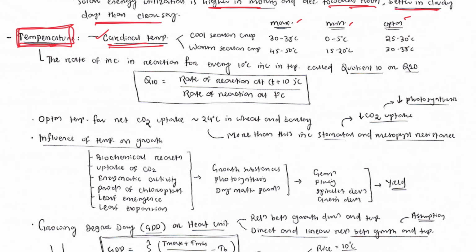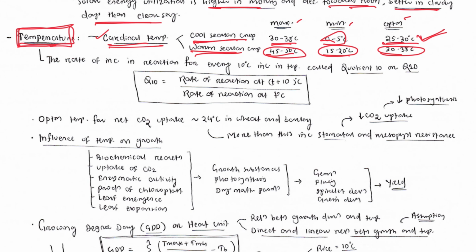For cool season crops, like temperate crops or rabi season crops, the minimum temperature is 0 to 5 degrees Celsius, the maximum temperature is 30 to 38 degrees Celsius, and the optimum temperature is 25 to 30 degrees Celsius. For warm season crops, the minimum temperature should be 15 to 20 degrees Celsius, the maximum temperature is 45 to 50 degrees Celsius, and the optimum temperature is 30 to 38 degrees Celsius.